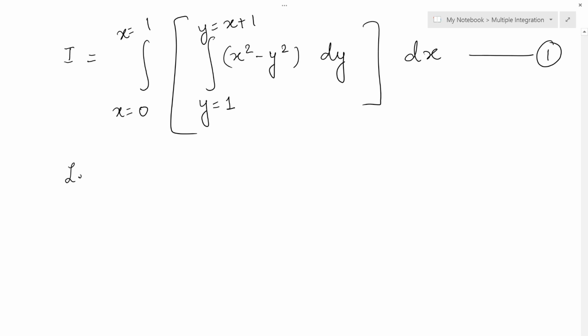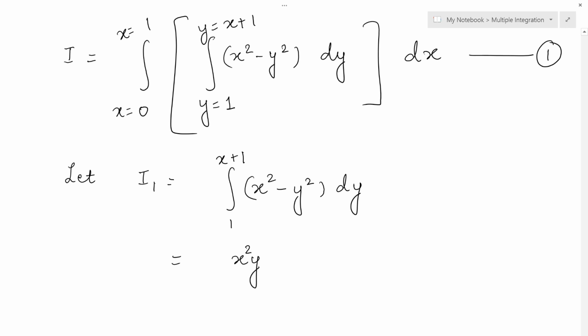Okay, so similarly, you can do it directly also. If you are comfortable doing it directly, don't do this I1 business. But if you are not very good at doing the inside integration and then you get confused, it's always better to do I1, solve that and then substitute back. That causes me no harm actually. Okay, so let me integrate this. After I integrate, this will be x square y, this will be y cube by 3. Okay, so the limits of integration are 1 and x plus 1.